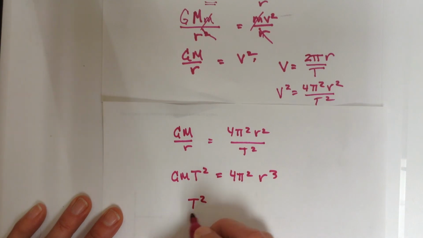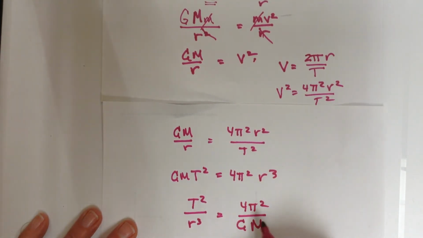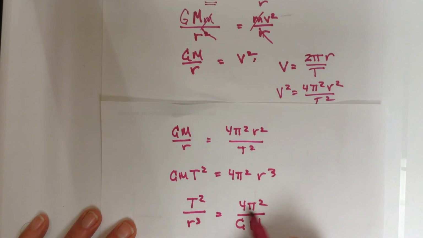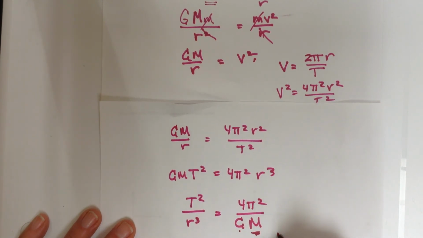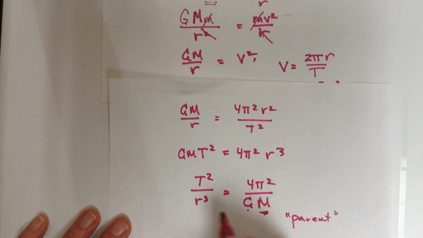I'm going to put both of them on the same side of the equation, and I get T squared over r cubed equals 4 pi squared over G big M. So we can see that all of these are constants, 4 pi squared, and the universal gravitation constant. This M, again, represents the parent, the one object that they share. So it says that the ratio of T squared to r cubed will remain a constant. And that's Kepler's third law expressed as that ratio of T squared versus r cubed.